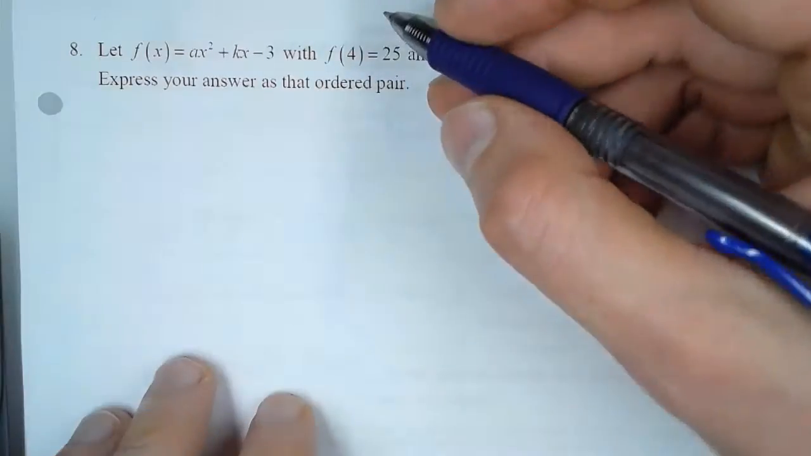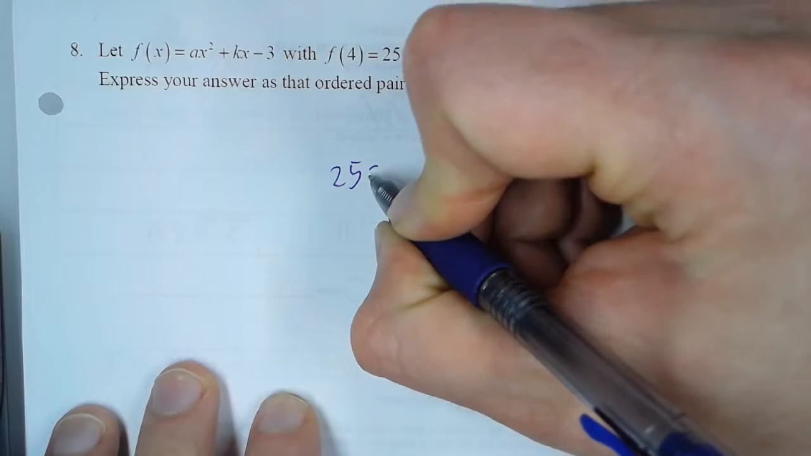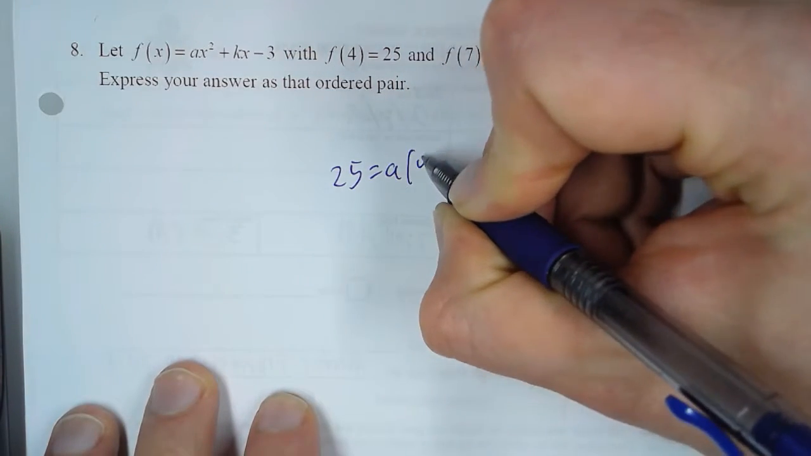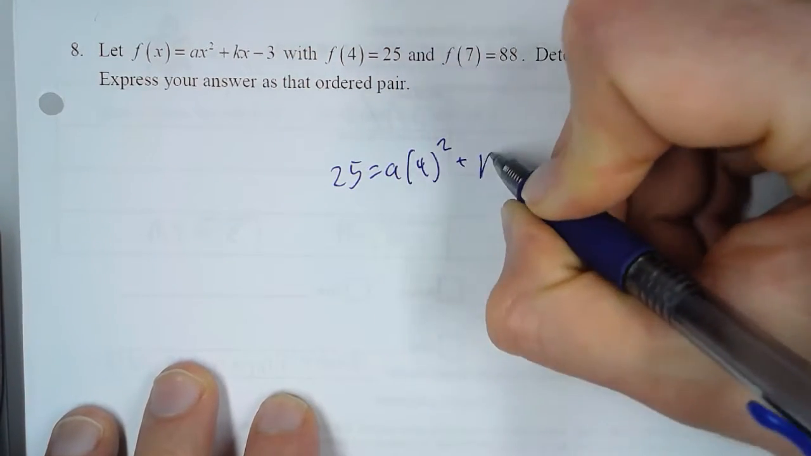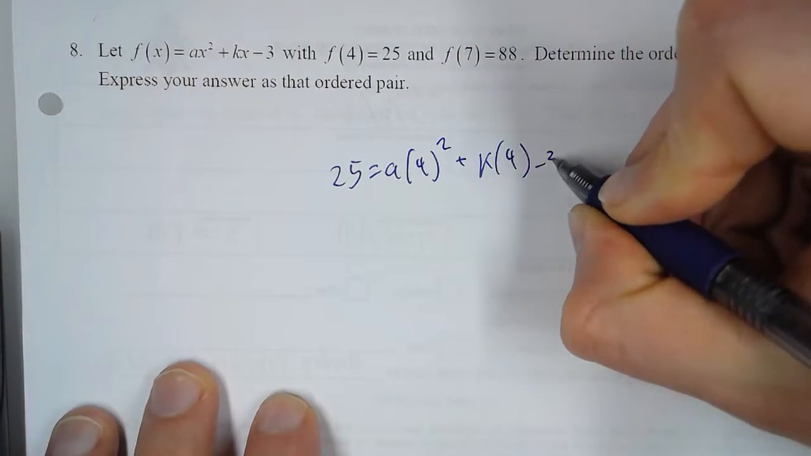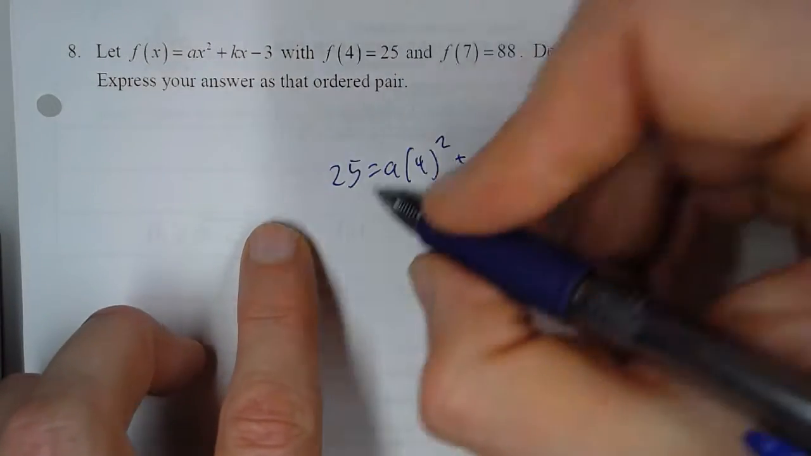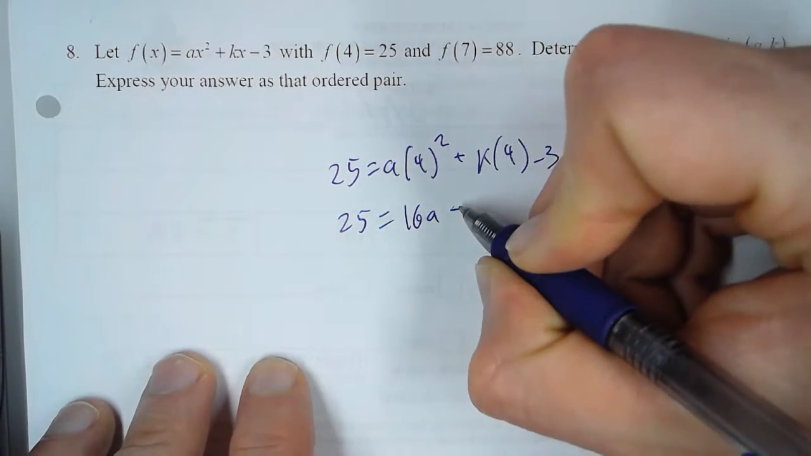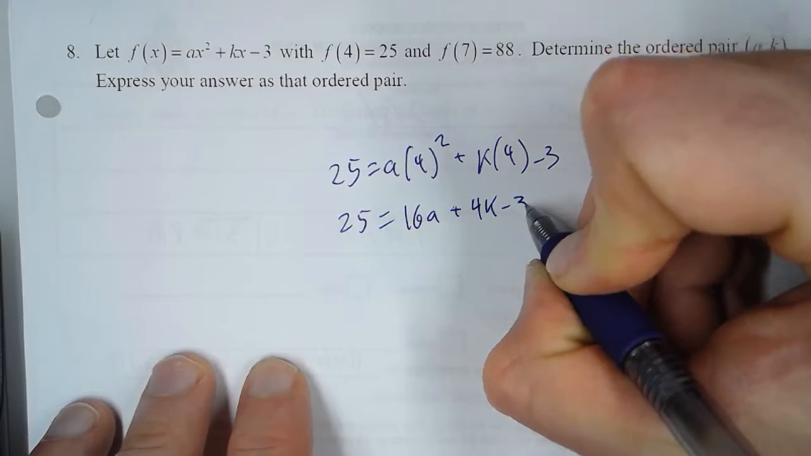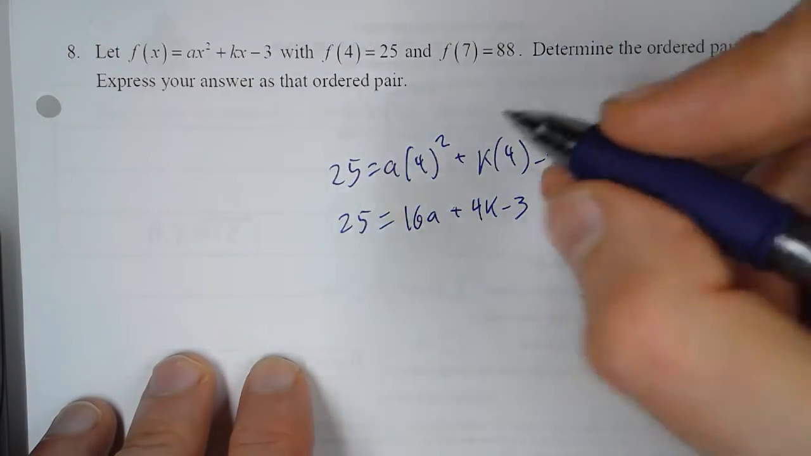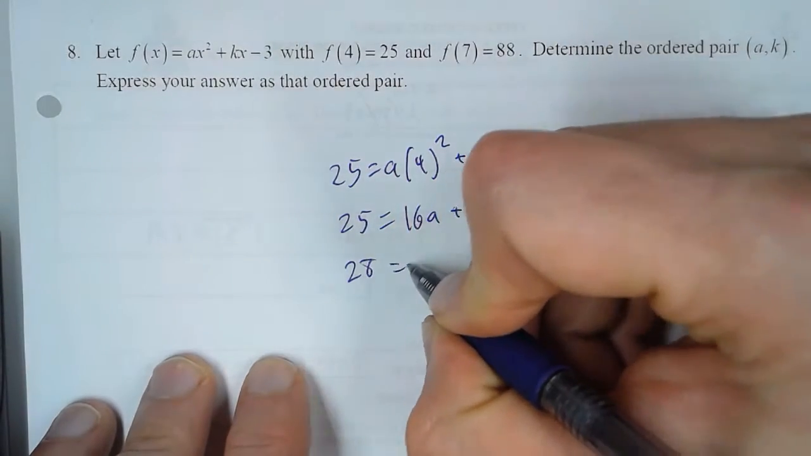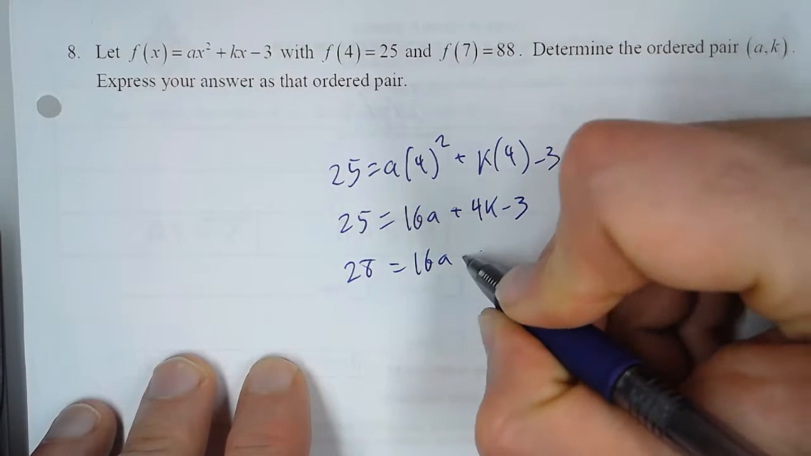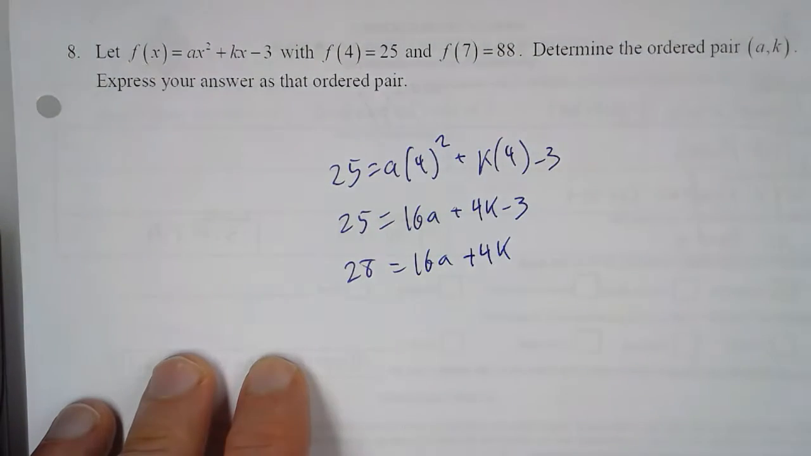So if we do that, we get 25 equal to a times 4 squared plus k times 4 minus 3. So we get 25 equals 16a plus 4k minus 3. If we move the 3 over to the other side, we get 28 equal to 16a plus 4k.